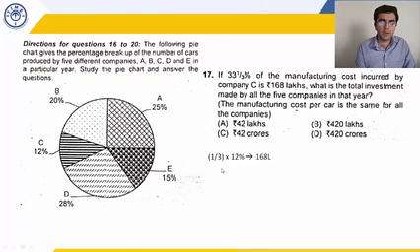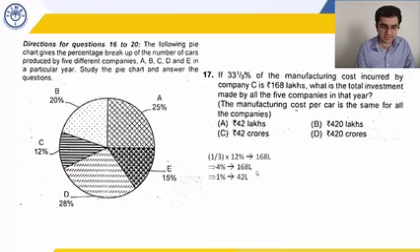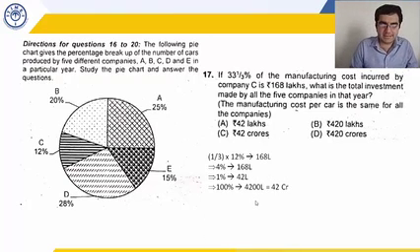This is the manufacturing cost. It says one third of the manufacturing cost incurred by company C is 168 lakhs. So 12% of total cost is the manufacturing cost. So one third of the manufacturing cost corresponds to 168 lakhs. Find the total investment, or find what is 100%. So 4% corresponds to 168 lakhs. So 1% corresponds to 42 lakhs. So 100% corresponds to 4200 lakhs.